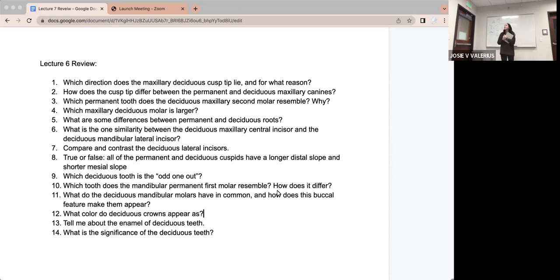Okay. All right. What's one similarity between the deciduous maxillary central incisor and the deciduous mandibular lateral incisor?